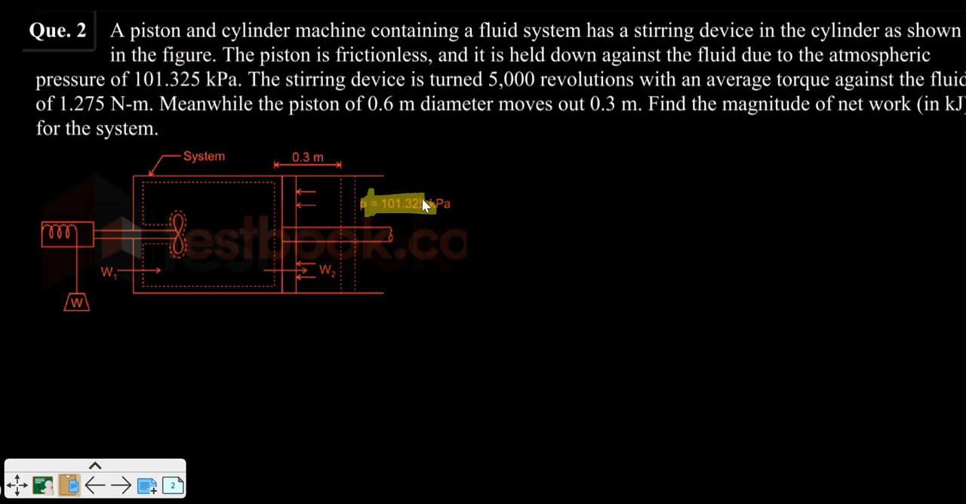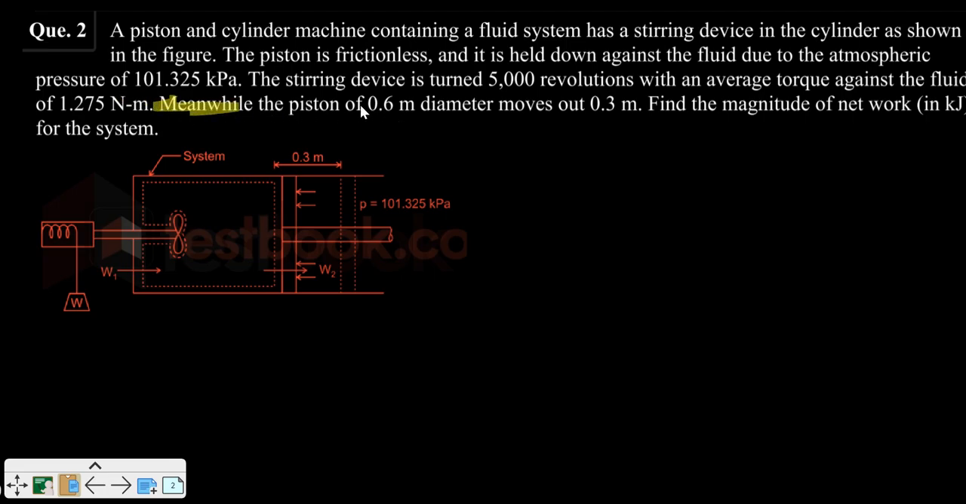So here it is written, right? 101.325. This stirring device is turned up to 5000 revolutions, with an average torque against the fluid of 1.275 Newton meter, that means joule, we can say.